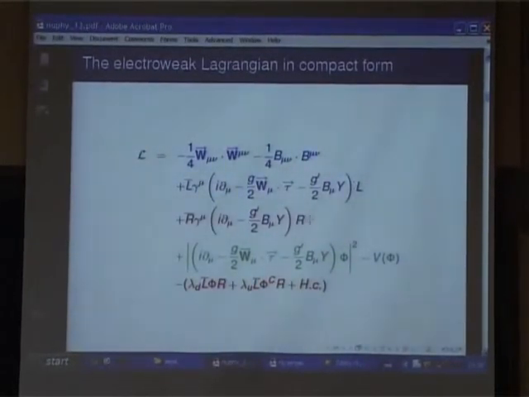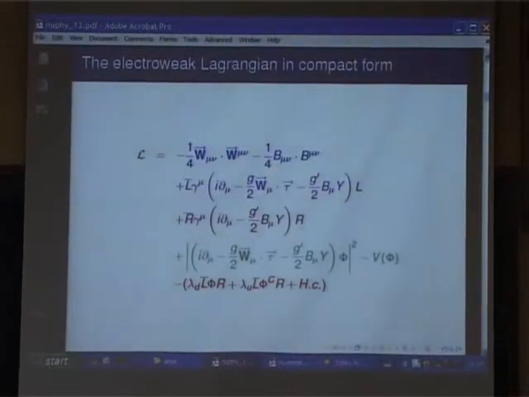Then these are the right-handed fields, each of them a singlet. So this is not a doublet. This is only one fermion. This is the modified kinetic term for fermions. And there are 21 listed.